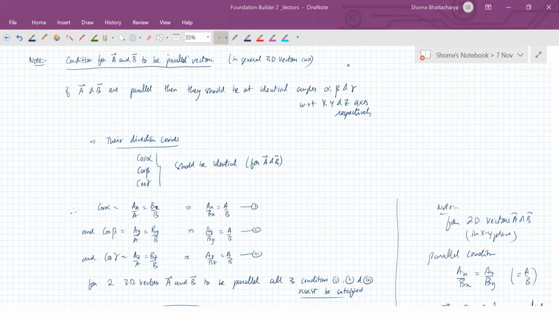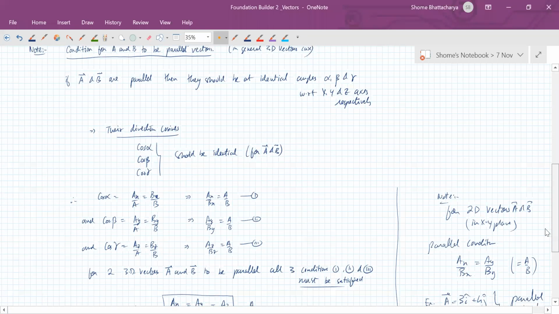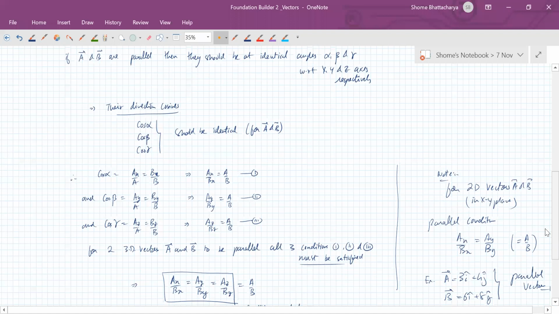No, it is not any one of the three, Bhavesh. It is all three conditions that have to be satisfied. Ax upon Bx must be equal to Ay upon By, must be equal to Az upon Bz. Suppose the ratio of Ax and Bx is equal to Ay and By, but the ratio of Az and Bz is different, then they will not be parallel. Okay, I will show with an example. So see what I have boxed in the end, that box bracket, Ax upon Bx must be equal to Ay upon By, that must be equal to Az upon Bz.